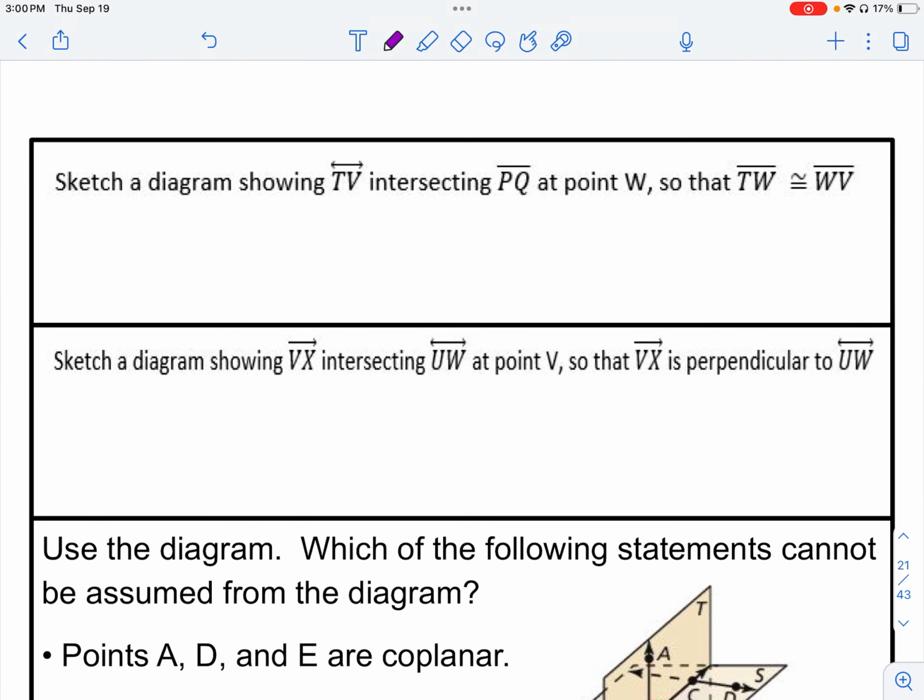So let's do some sketching, which is always fun. Sketch a diagram so the line TV, so let's draw TV, and it's a line, so we're putting an arrow on each end.